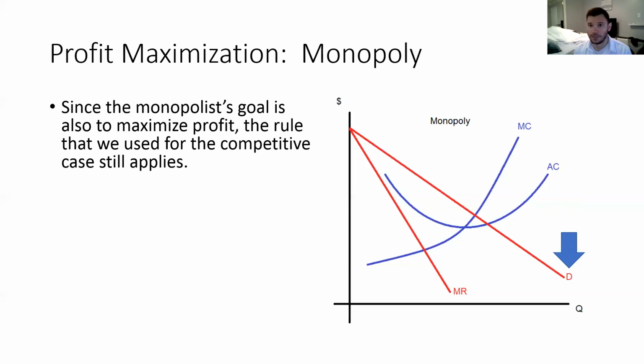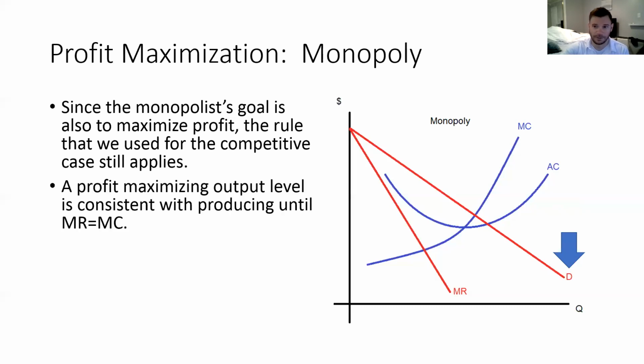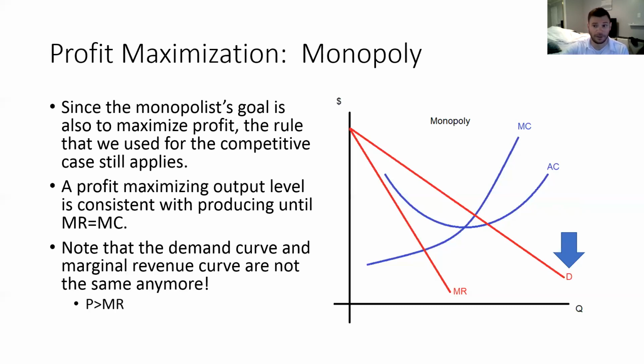So the logic that we use in thinking about this cost-benefit analysis of the margin that identifies the profit maximizing output, that hasn't changed. If the firm is maximizing profit, then this is consistent with it, again, producing at a level of output where marginal revenue and marginal costs are the same. Note that the demand curve and the marginal revenue curve are not the same anymore, so that the price, which is measured along the demand curve, exceeds the marginal revenue at any positive level of output.